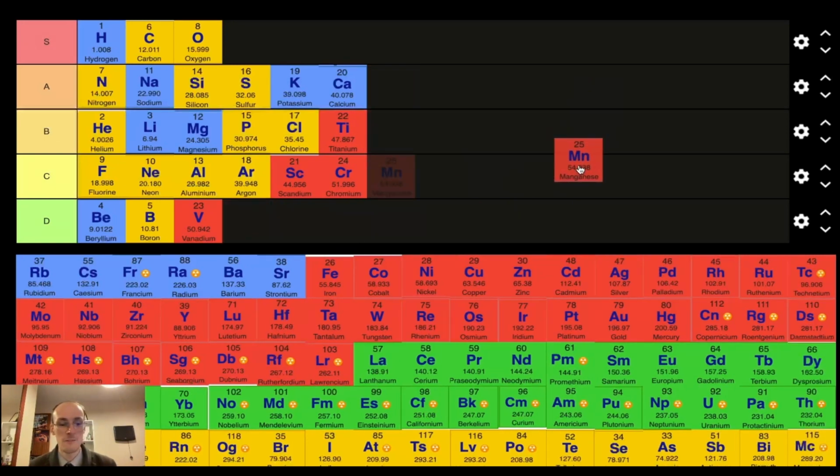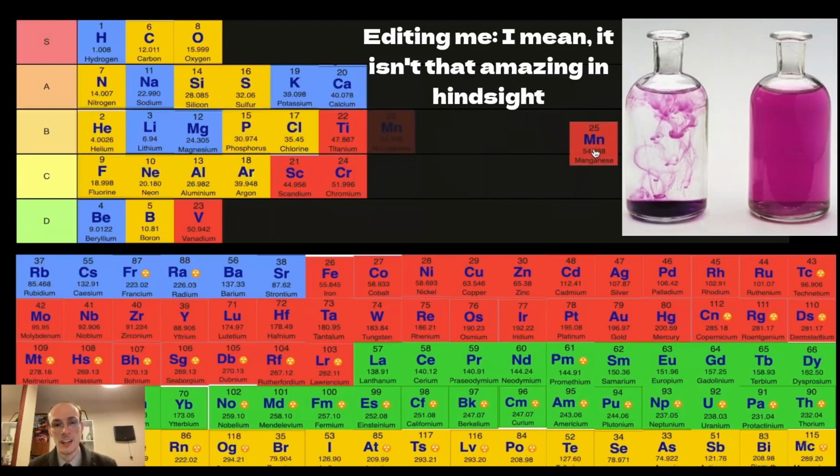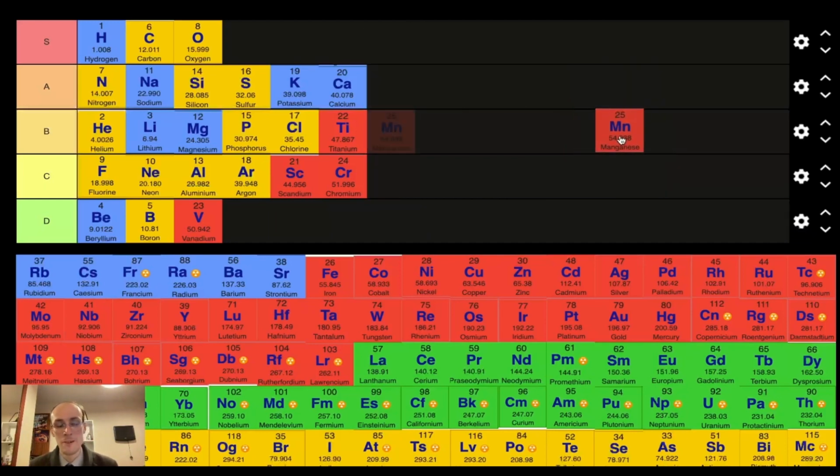Manganese, number 25. Potassium permanganate looks nice, is what I have written here. As you can see, I'm going to include a picture of potassium permanganate. Yeah, looks alright. It's important for the body for some enzymes. It's important for bones, I've written here, and it's also important for protection against reactive oxygen species, which are bad for you. So I guess manganese can go in B.